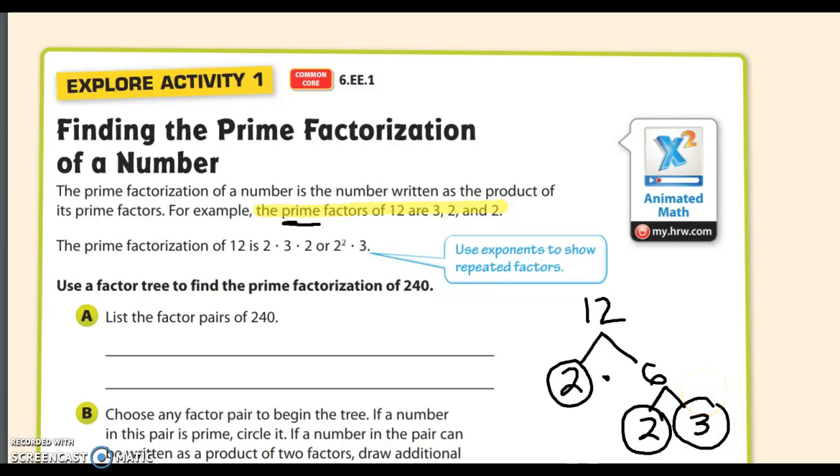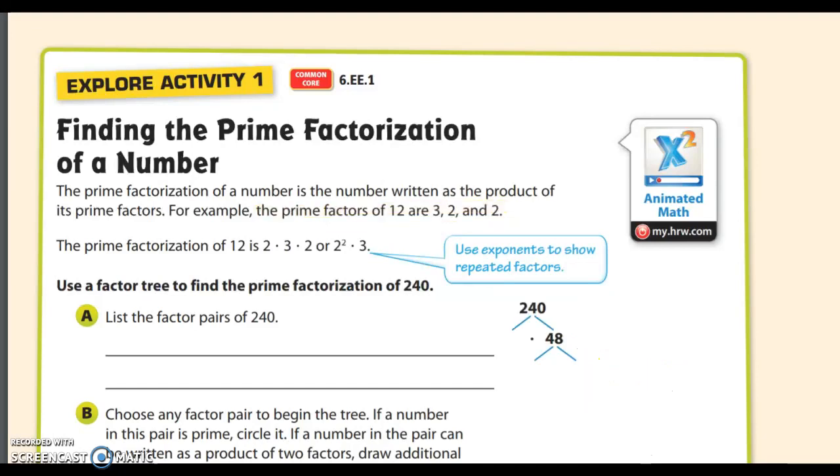So just a minute ago, we read this statement that said the prime factors of 12 are 3 and 2 and 2. And I've got a 3, a 2, and a 2. And it makes 12. Watch. 3 times 2 is 6 times 2 is 12. So that's how prime factorization works. Now we're going to go ahead and go through this bookwork.